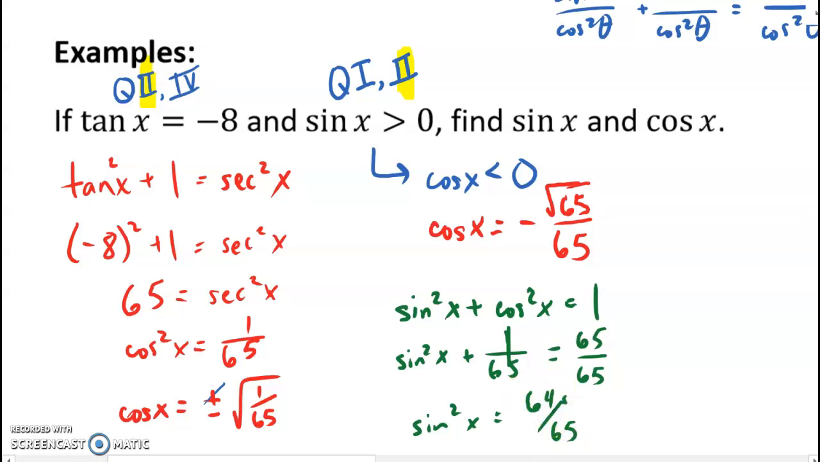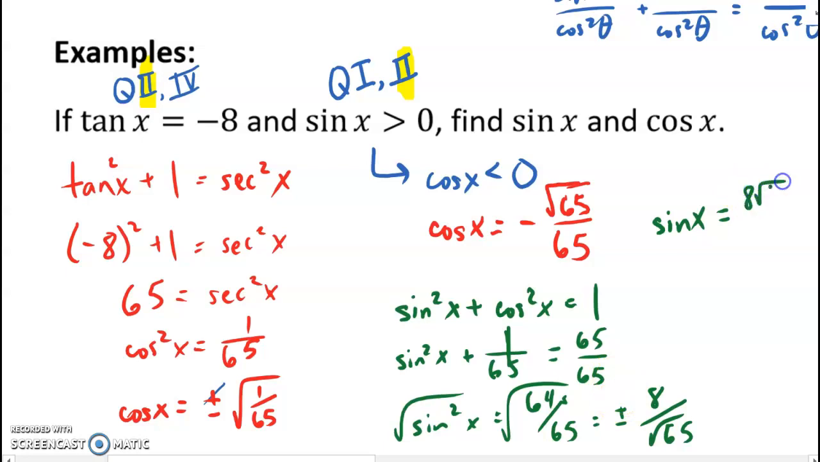And then when we take the square root of both sides, which one do we want? Do we want the positive version or the negative version? Well, the sine of x was given to be positive, so we better pick the positive version. The square root of 64 is 8, and we're going to pick the positive version, so we'll do 8 root 65 over 65.